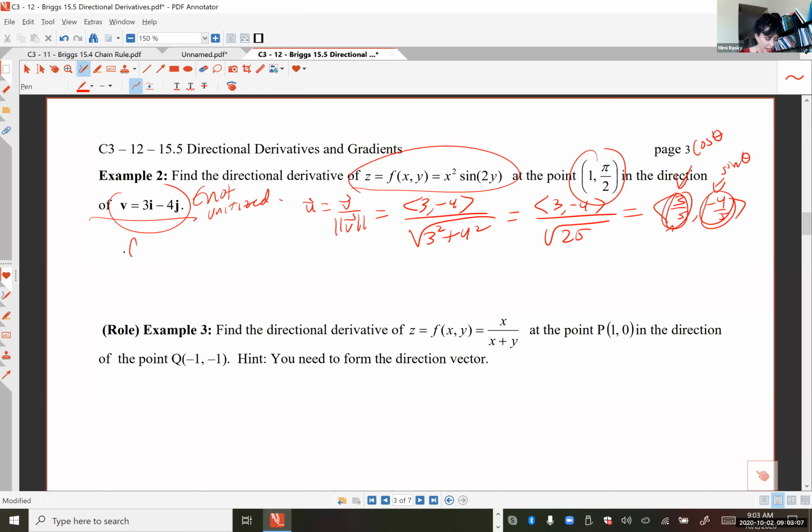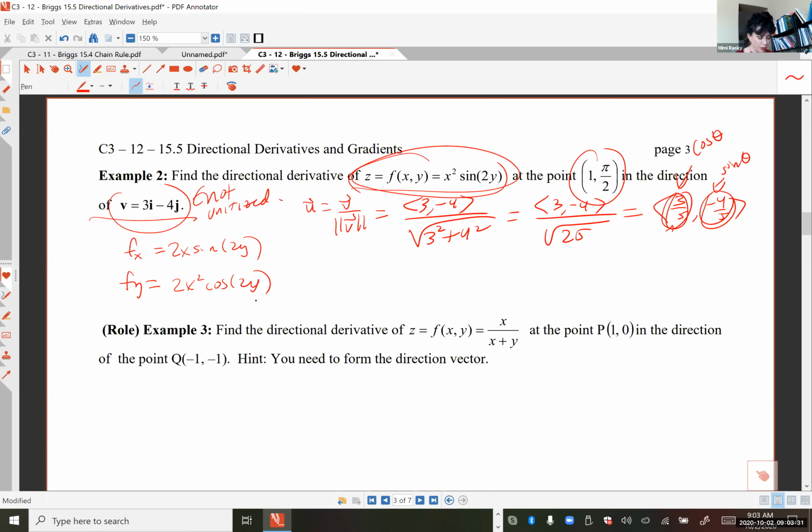So now let's go ahead and get the partials. This is a pretty easy function to find partials of. The derivative of x squared sine 2y with respect to x will be 2x times sine of 2y. And the partial with respect to y will be what? 2x squared cos of 2y. I think that looks right.